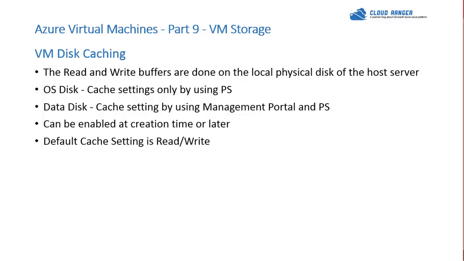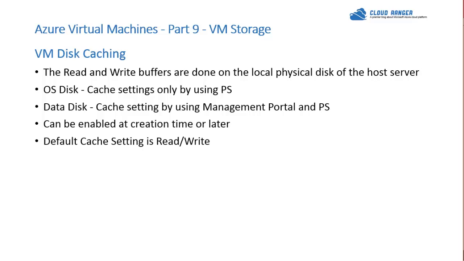So what Microsoft did is, when you're creating a virtual machine, it has given some options for disk caching. It basically says that there's going to be some read and write buffer, and this read and write buffer is going to be for both the operating system disk and data disk. Like you know, in Azure, operating system disk and data disk are very distinct from each other, right? And this cache itself is actually located on the physical disk on the host server.